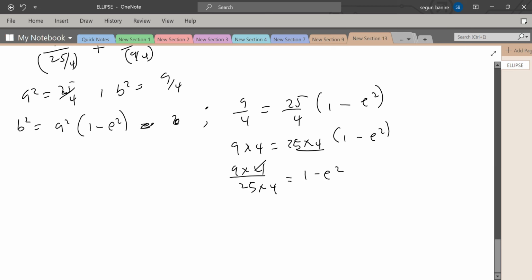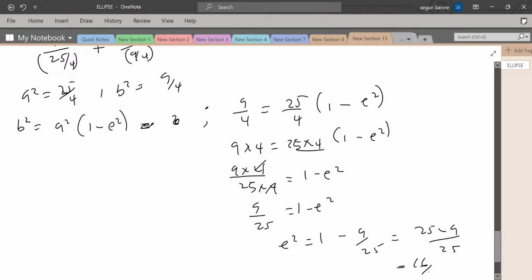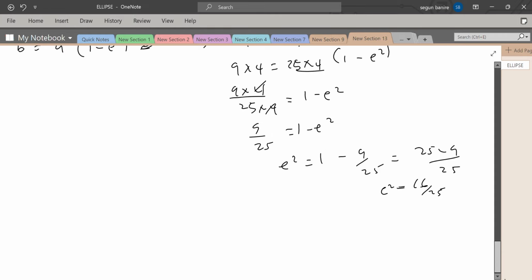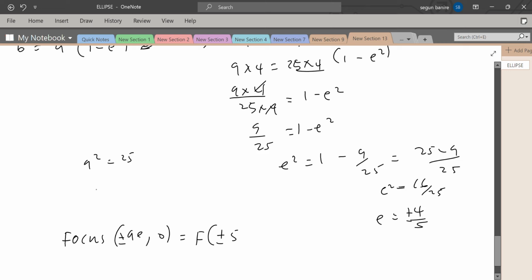Okay, this cancels this: 9 over 25 equals 1 minus e squared. e squared equals 1 minus 9 over 25. You get 25 minus 9 over 25, that is 16 over 25. e squared is 16 over 25, so e is equal to 4 over 5. So this is e. Now I think we are ready to find our focus, which is plus and minus ae, comma 0. We know a squared is equal to 25, so a is 5. And e is 4 over 5, so ae gives you 4, comma 0.